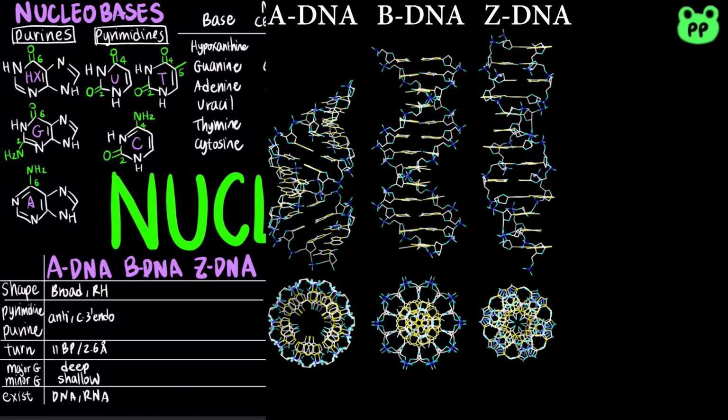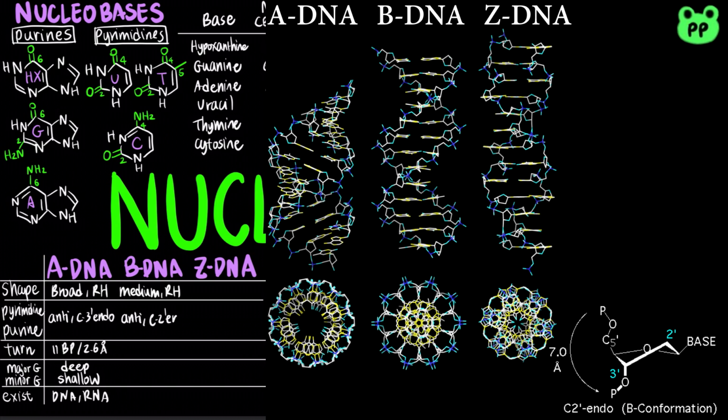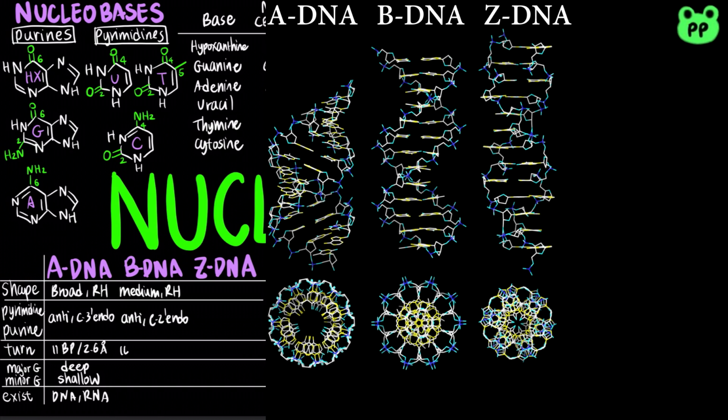The B form DNA is also right-handed and has a diameter of medium width. Its glycosylic bond occurs in anti-conformation and has a sugar pucker of 2' endo. It has 10.5 base pairs per turn with 3.4 angstrom of helical rise per base pair. Its major groove and minor groove are standard in size, and it is the primary form of double-stranded DNA.